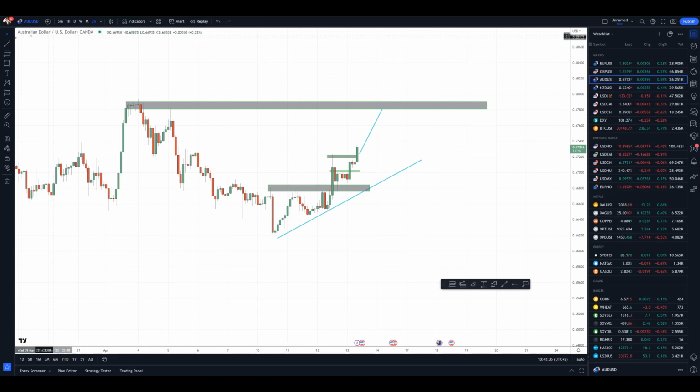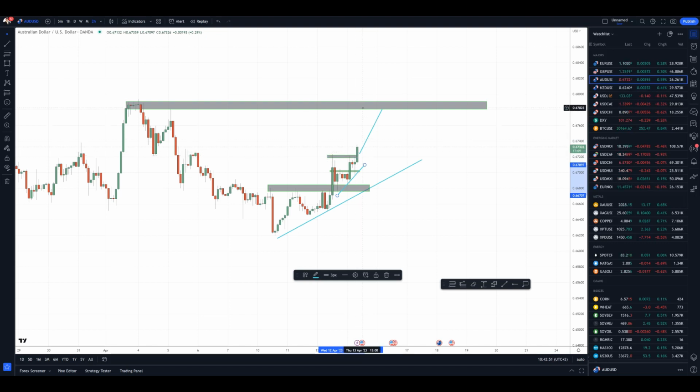I will start with Australian dollar versus US dollar first, and this is the 2-hour time frame. So what I found here is that this morning we had a breakout, and we had also the rising lows and this tight triangle here, and there was a breakout at this point.